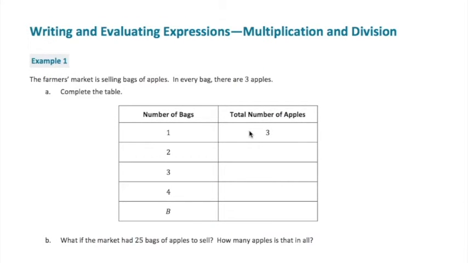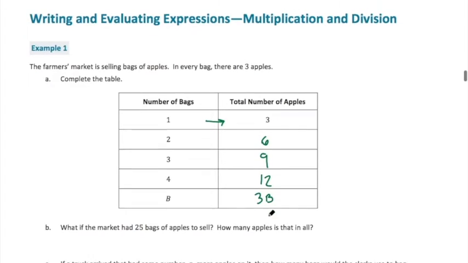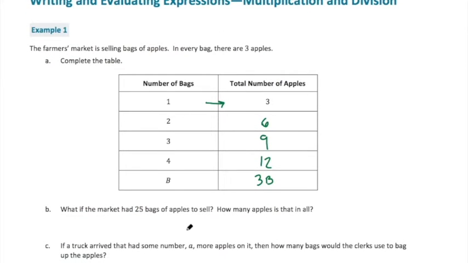Alright, welcome back again, and now we are looking at expressions that have multiplication and division in them. Alright, so if there are 3 apples in every bag, then if we have 1 bag, that means we're going to have 3 apples. 2 bags, 6 apples. 3 bags, 9 apples. 4 bags, 12 apples. Well, in general, if there's B bags, 3B will be the number of apples.